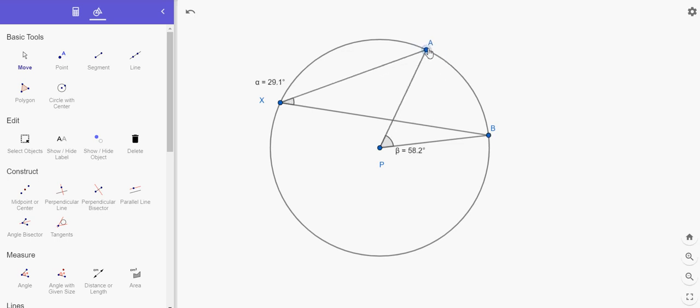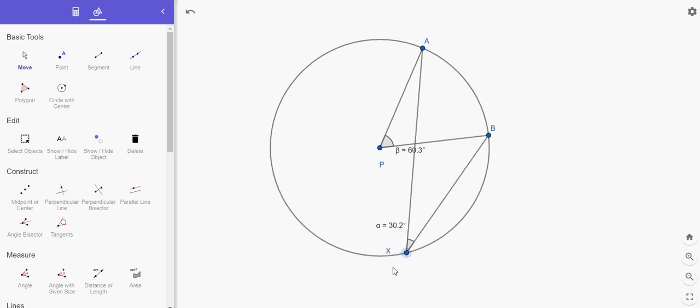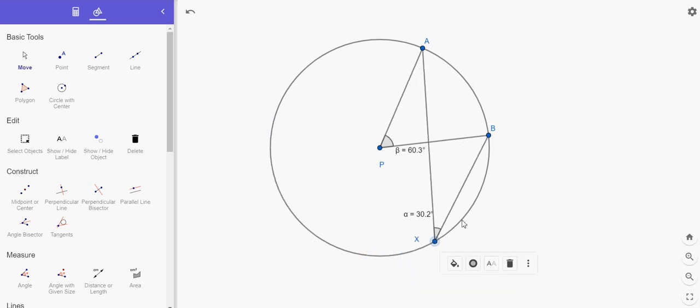And we can change the arc a little bit. Let's try to make it 60 or so, pretty close. And you can see that this is right around 30. And what's interesting is, no matter where we move this point, the vertex of our inscribed angle, that angle is still equal in measure to half of this arc, which has measure 60.3.